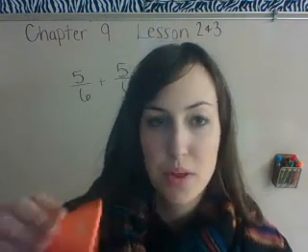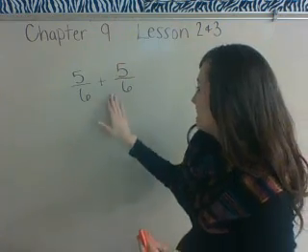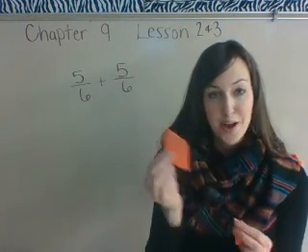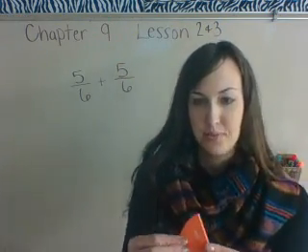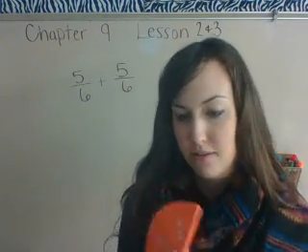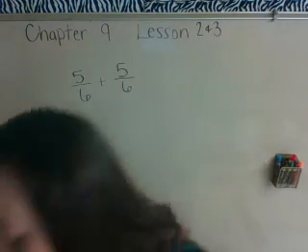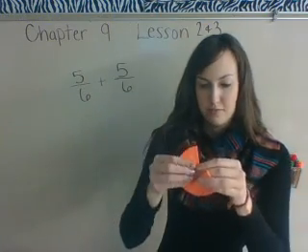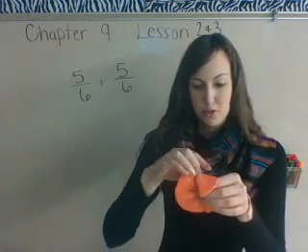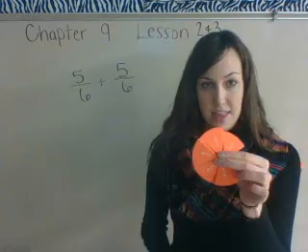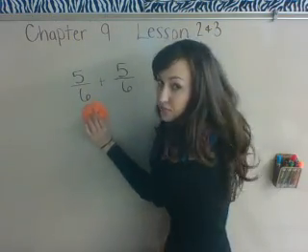Okay, so we're going to start with a problem. We're going to start with 5 sixths plus 5 sixths. So I'm going to try to model using my fraction pieces. So first I have 3, 4, I'm going to try to hold them all in my hand, 5, which is almost a full piece, and that would represent this one right here.